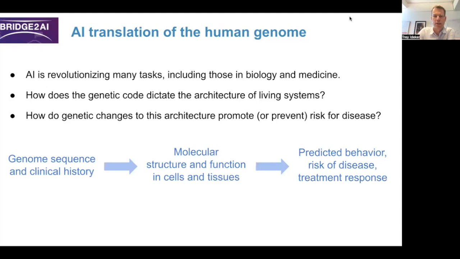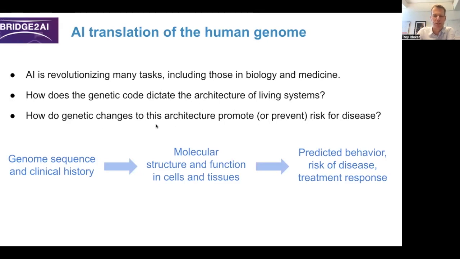As I think many of us are already aware, AI and machine learning have made tremendous strides over the past few years in revolutionizing many tasks in society, including those in biology and medicine. And in particular, today in a functional genomics project, we are most interested in questions that relate to interpretation of the human genome. Questions such as, how does the genetic code dictate the architecture of living systems? How do genetic changes to this code and thus that cell architecture promote or prevent risk for disease?